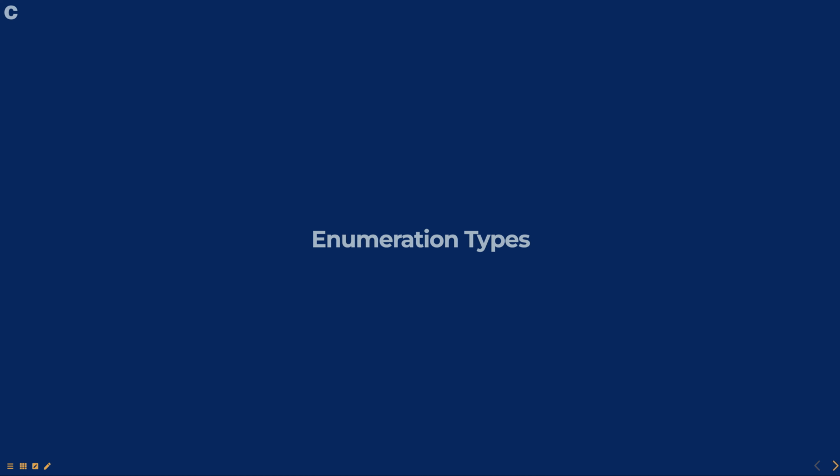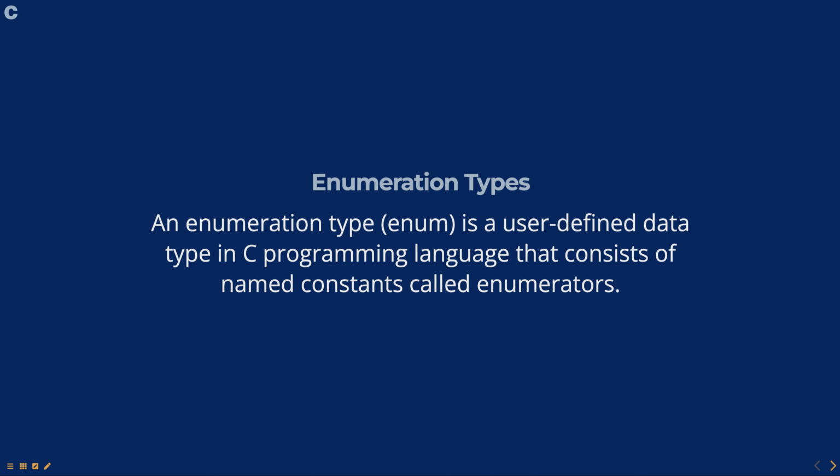Everyone, today we are going to talk about enumeration types, part of the programming in C course. An enumeration type, enum, is a user-defined data type in the C programming language that consists of named constants called enumerators. It allows you to define a set of named integer constants and use those names instead of integer literals.